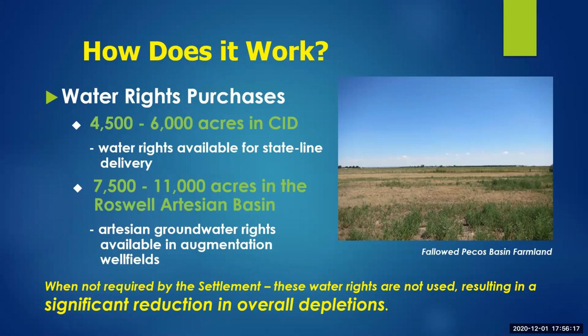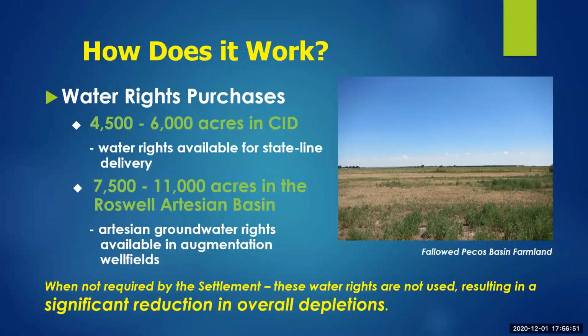Well, largely it was state purchase of water rights. So the state was required to purchase water rights associated with between 4,500 and 6,000 acres in CID and between 7,500 and 11,000 acres in the Roswell Artesian Basin. And I should say that the state didn't quite, but essentially met those minimum requirements. So we have not had funding to continue to execute those purchases, but the parties determined that our purchases were sufficient to meet the obligations of the state in the agreement.